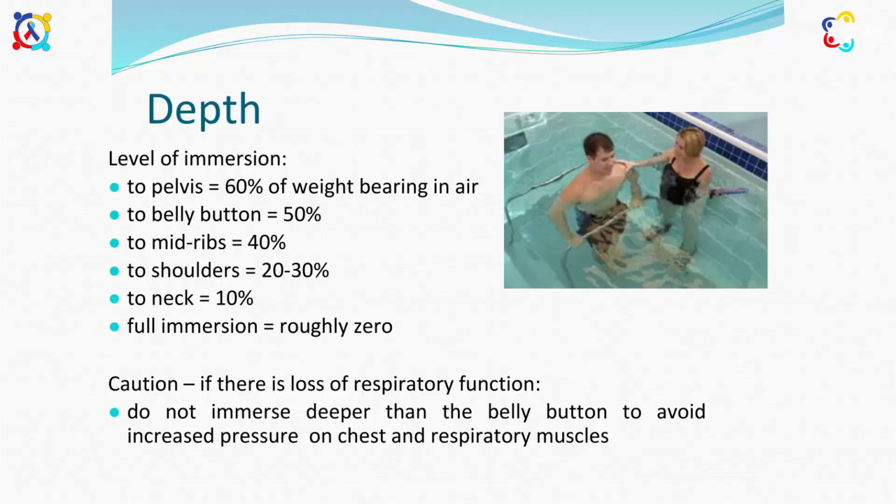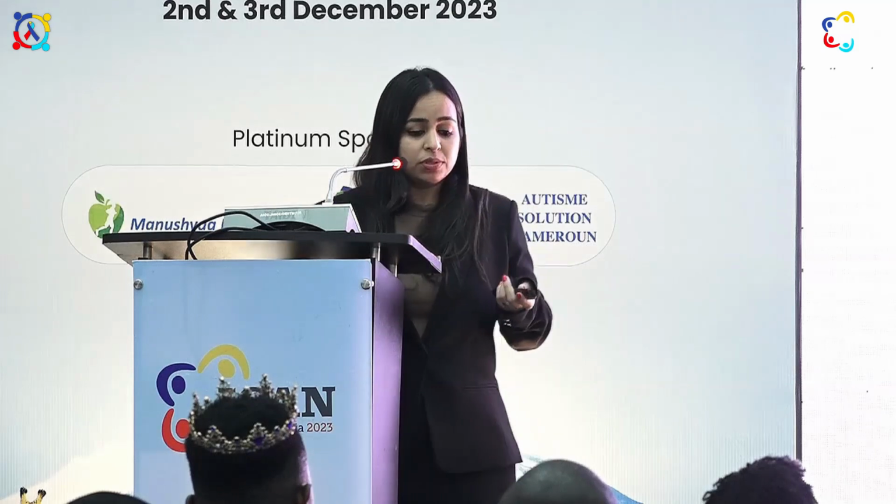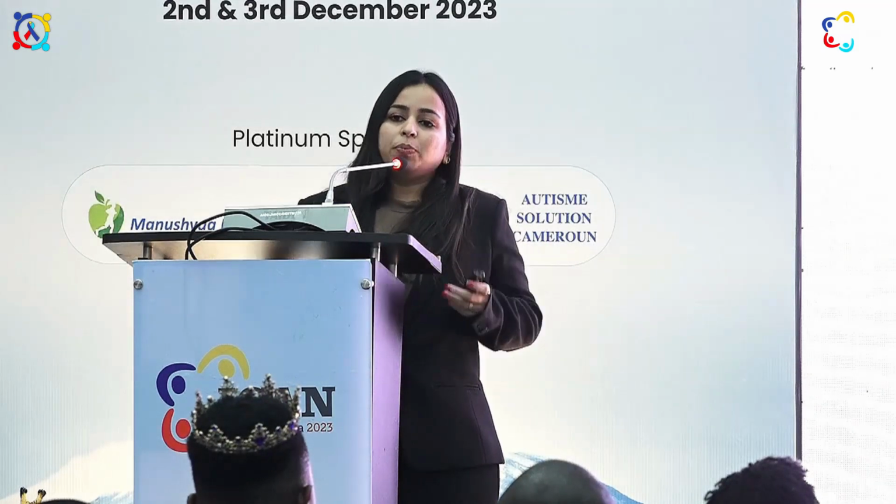The depth is another thing that has to be taken care of. The more the body surface is in the water, the more the body is floating. So if the body is submerged in the water up to the pelvis, it means that 60% of your body is above the water. It means you are putting in more effort when you are doing any activities. It's to be taken care of if there is a respiratory failure or a child who is having difficulty with respiratory issues. The body should not be in the water more than the pelvis level.